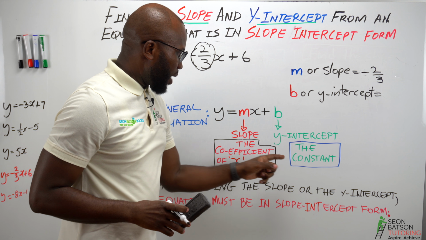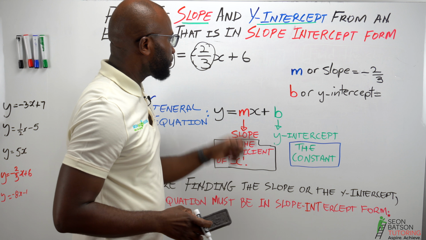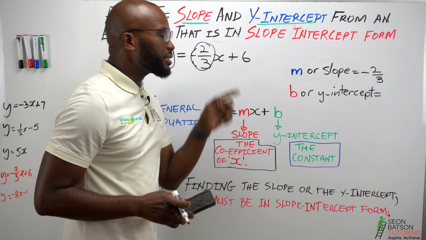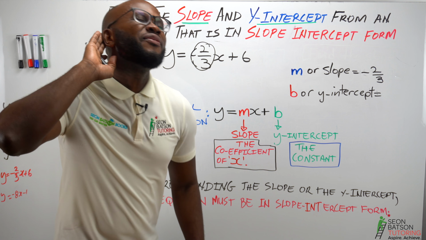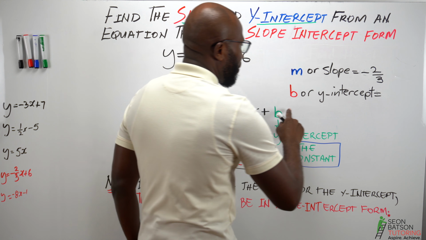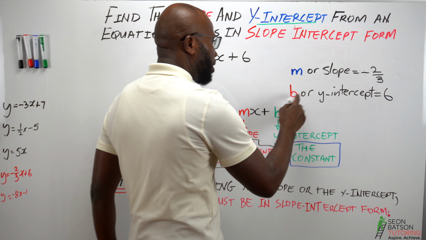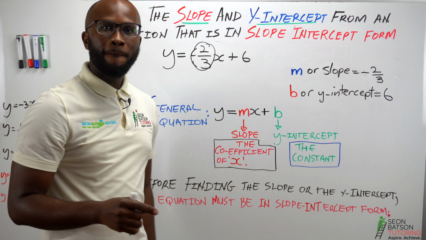Now, let's find the b, or the y-intercept. The y-intercept is the constant in the equation. In this example, our constant is, very good, 6. So since the constant is 6, our y-intercept is going to be 6. So our b or y-intercept is 6.